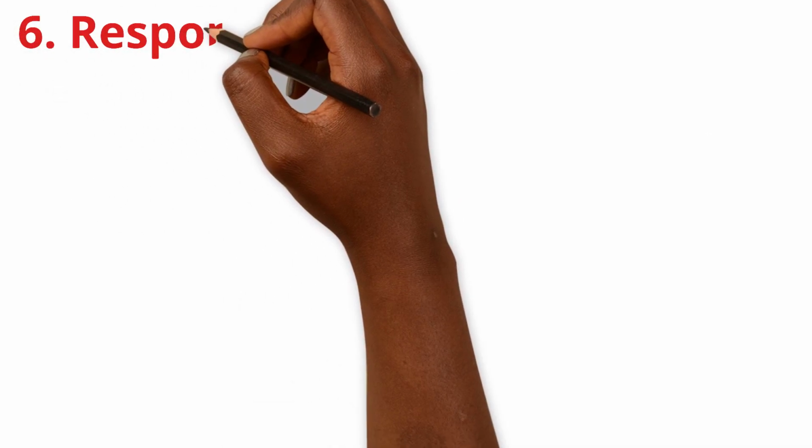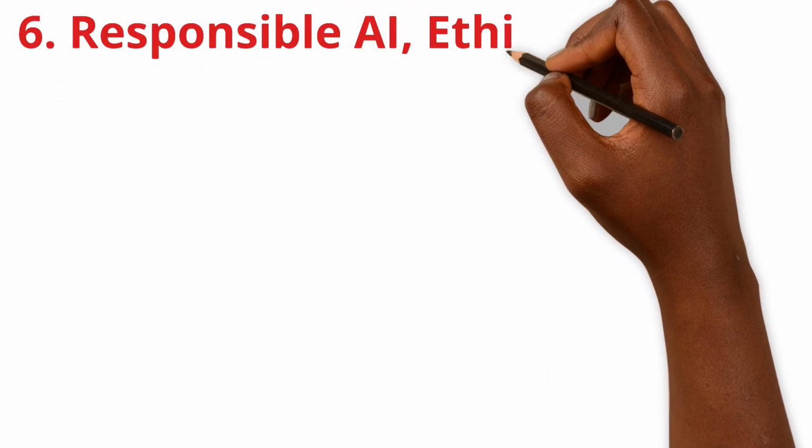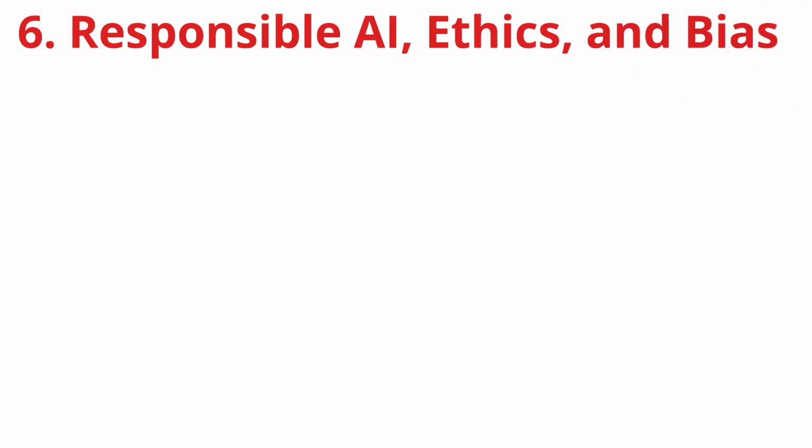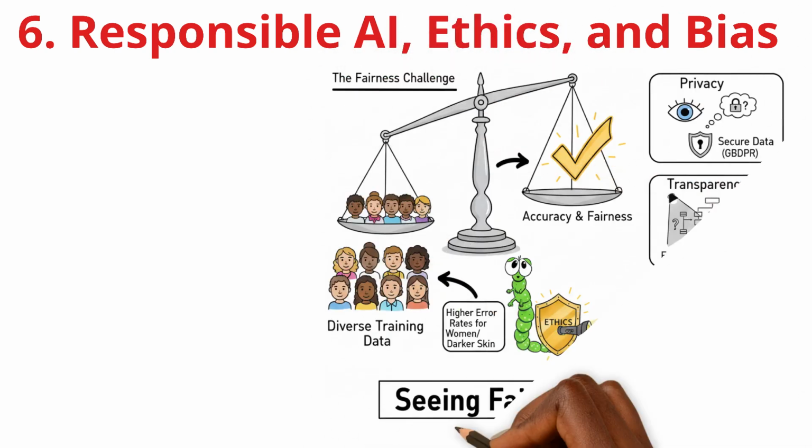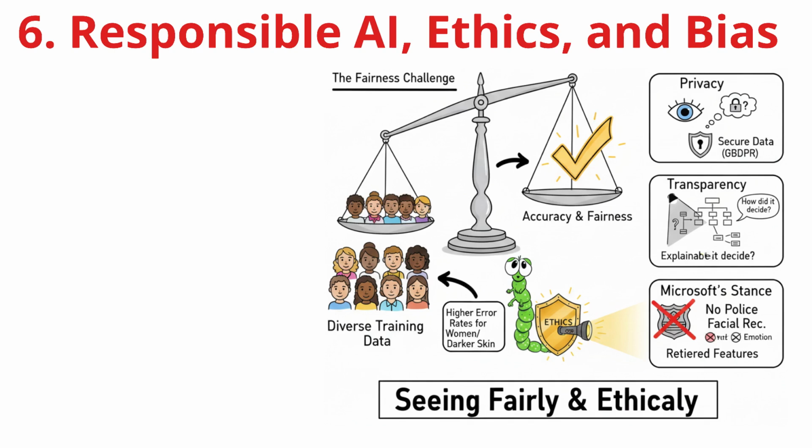With great power comes great responsibility. Computer vision, and specifically facial recognition, is a sensitive technology that requires a foundation of ethics. The primary hurdle is the fairness challenge. Research has shown that if an AI is trained mostly on a single demographic, it becomes less accurate for others. This is known as bias. The result? Systems may have significantly higher error rates for women or people with darker skin tones.